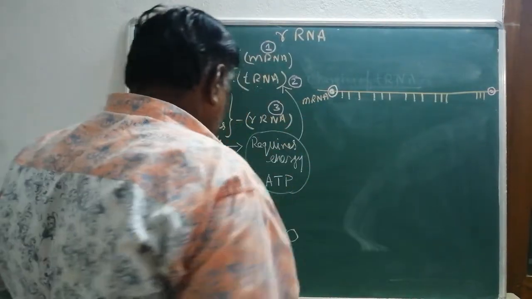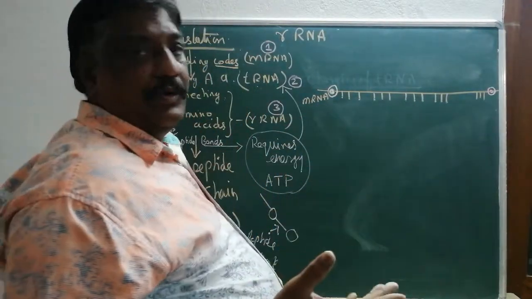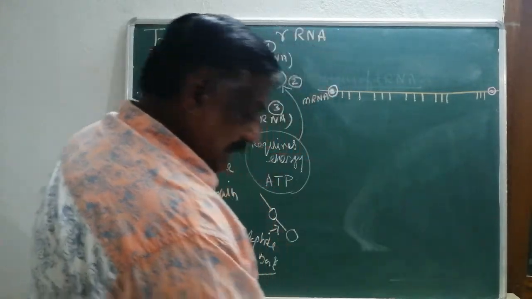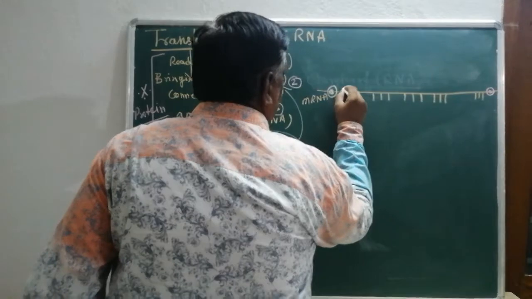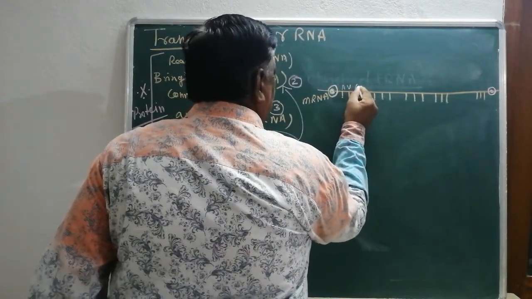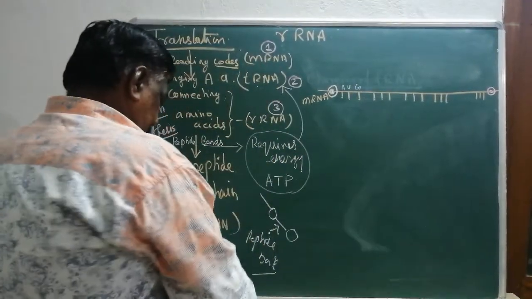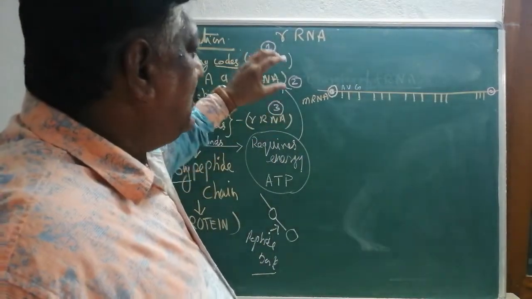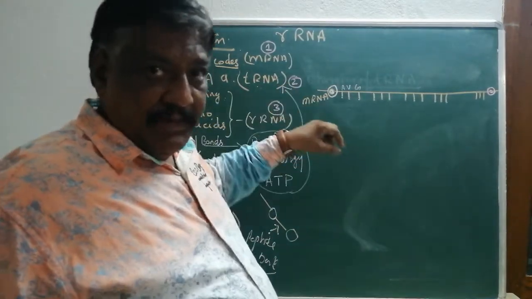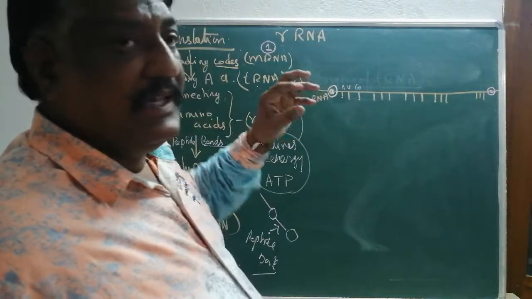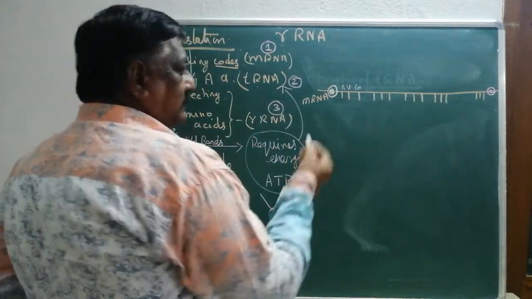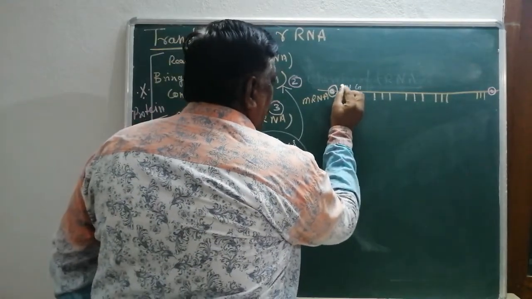It has a code. Suppose what will be the first code? Initiation code will always be AUG. Suppose you just take this is A, this is U, this is G, the initiation code. Then once the mRNA comes to the cytoplasm, before the tRNA brings the amino acids, this code should be read. For this, what is involved is the rRNA.